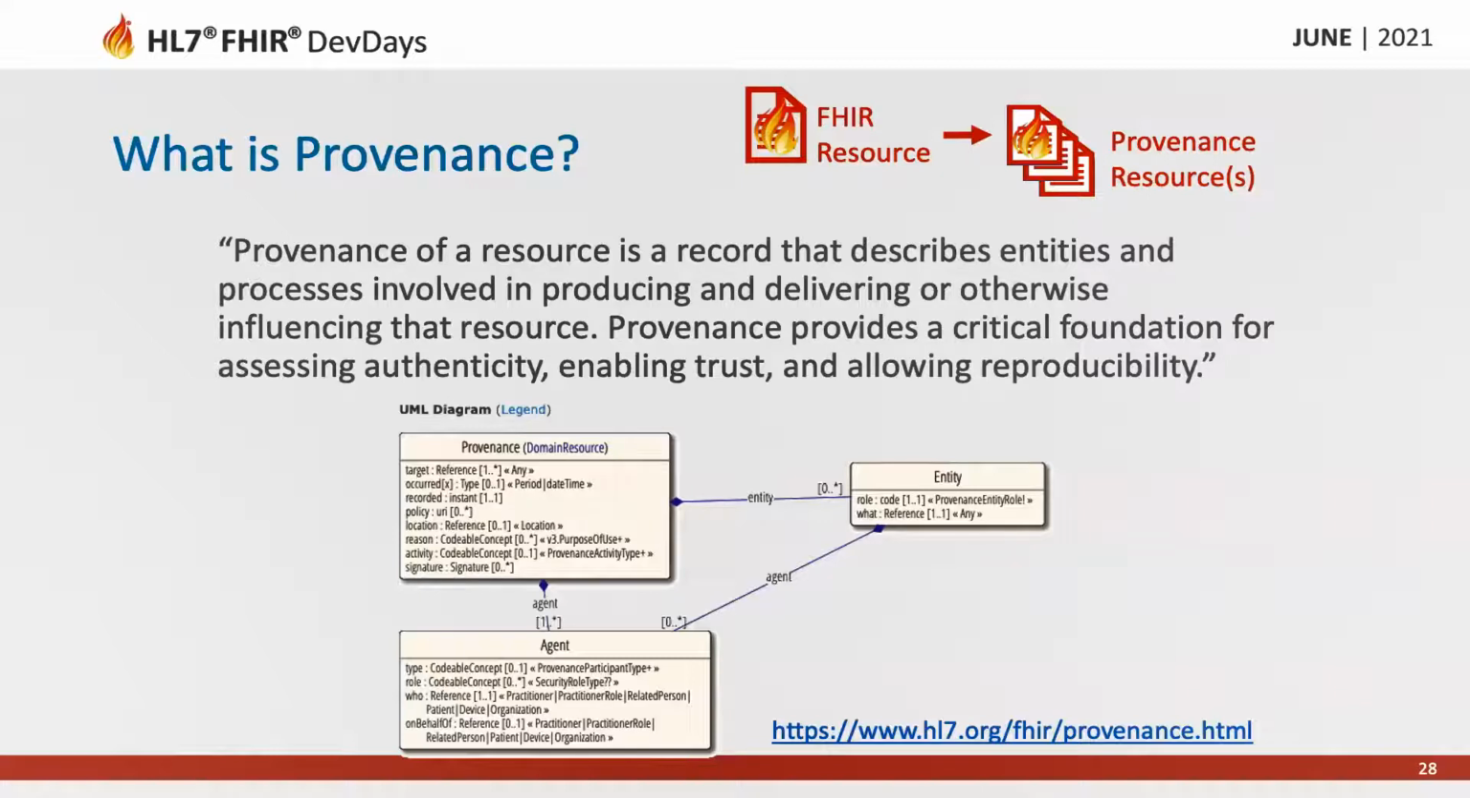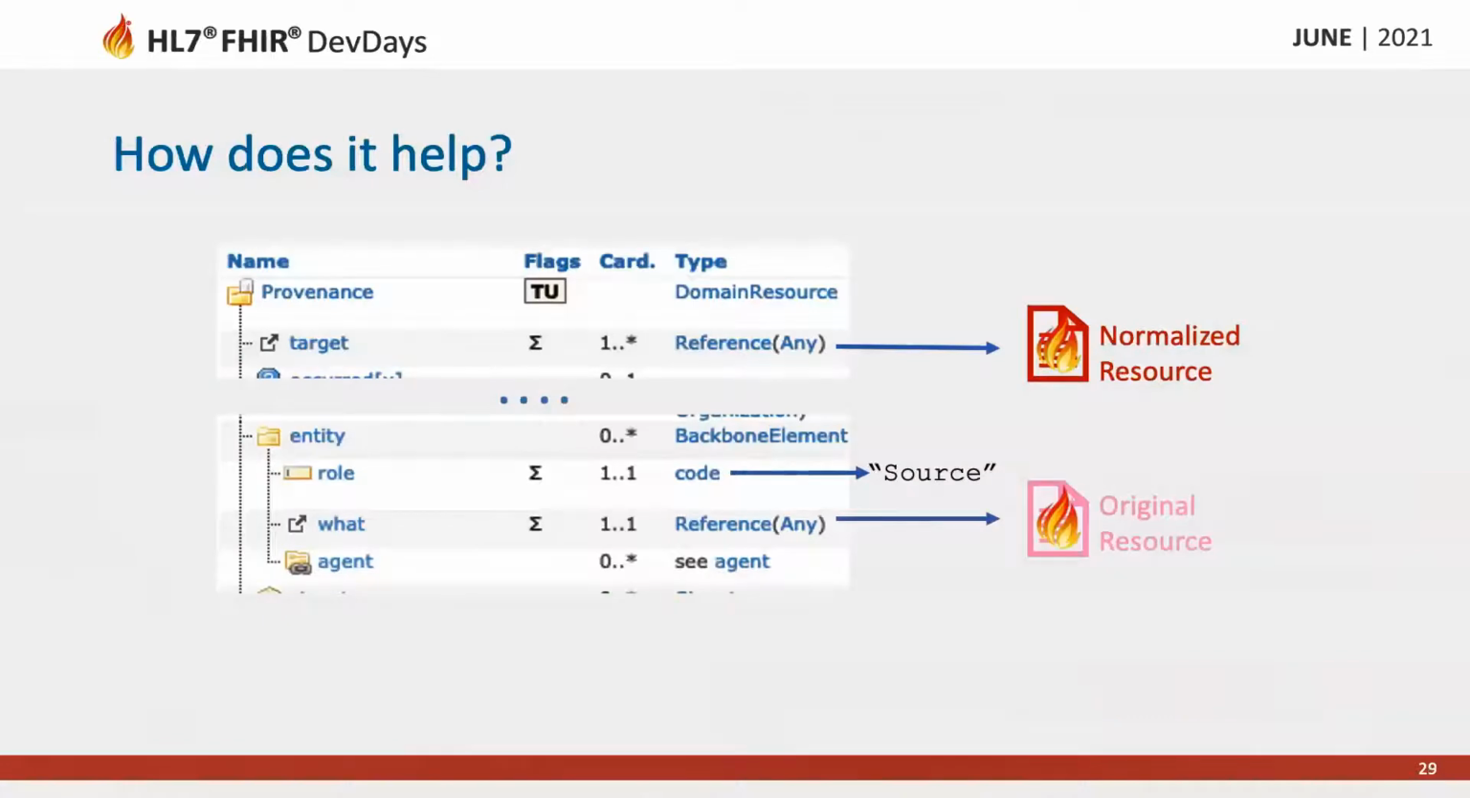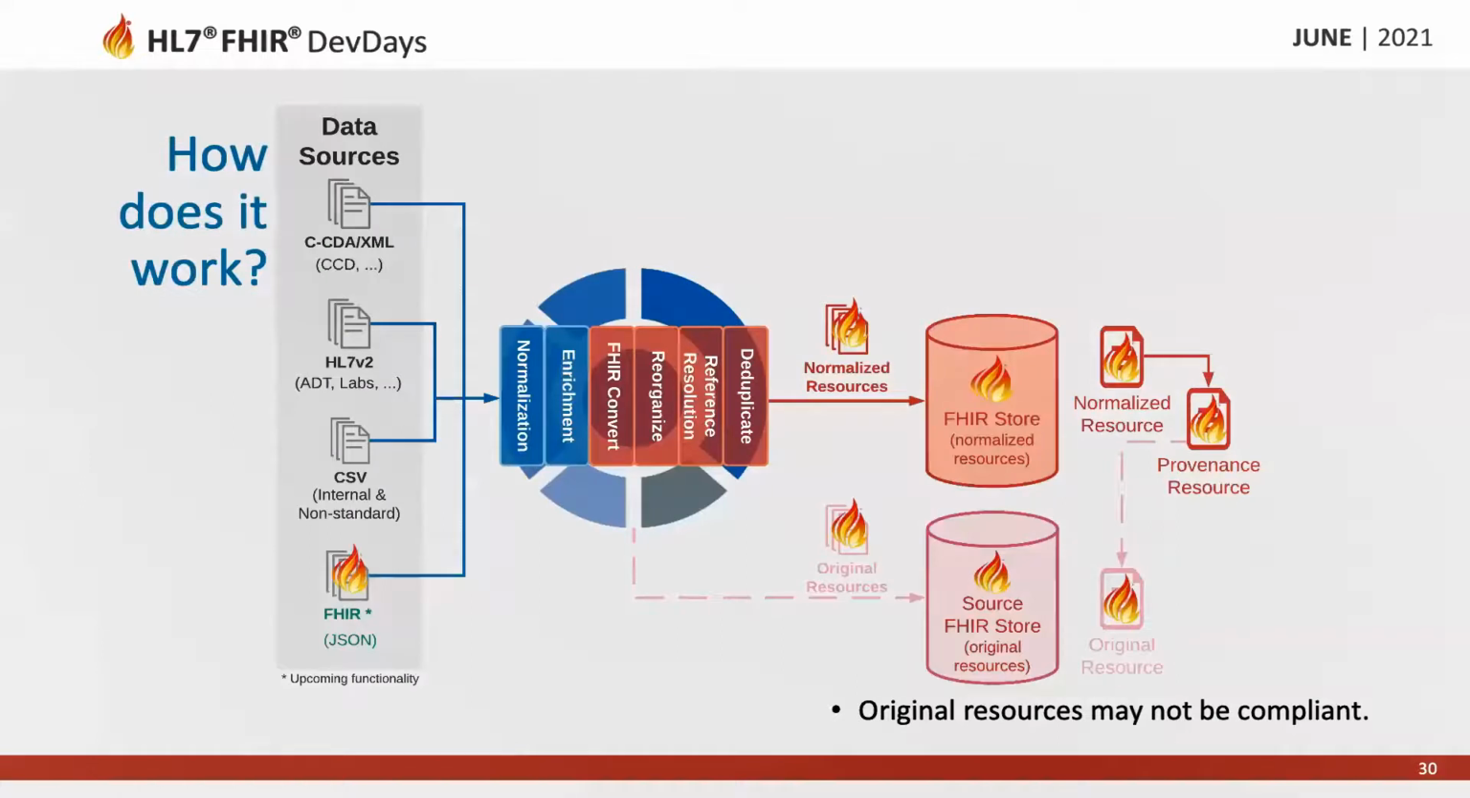So every resource/entity has one or more provenance resources. They also link to an agent. We are less interested in agents here. What we are interested in is the fact that provenance can provide a bridge. It can point to the normalized resource as its target, but then it can also contain one or more entity references. We can use the entity references to point to an original copy of the resource that shows the original data. Here's how it works.